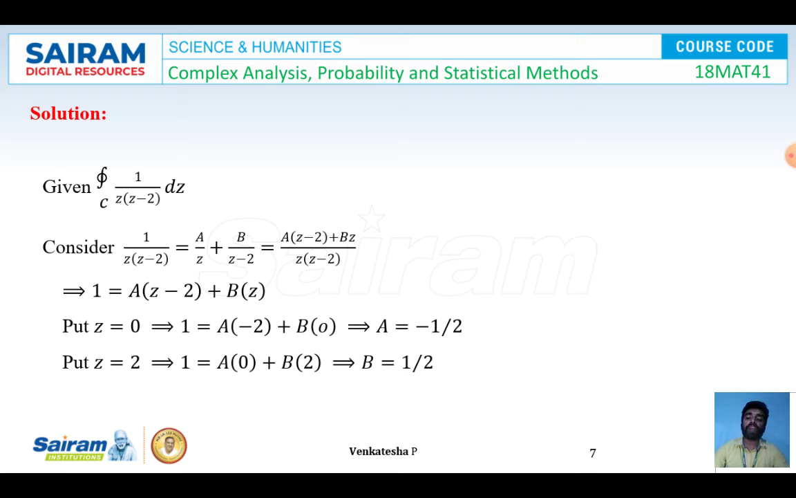To find the value of A, we have to eliminate B, and to find the value of B, we have to eliminate A. So now to find A and B, first I am going to replace z = 0.